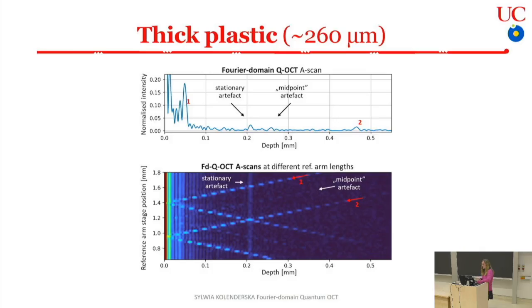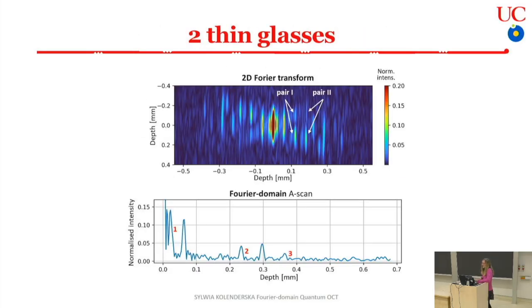So you can see that you have these elements that would correspond to the object, 1 and 2, but also a small trace of an artifact, the midpoint artifact, always in the middle between the interfaces, but also this other artifact here. So it's hard to interpret such an image, but it's easy, right? Because the object is not complicated, just two interfaces.